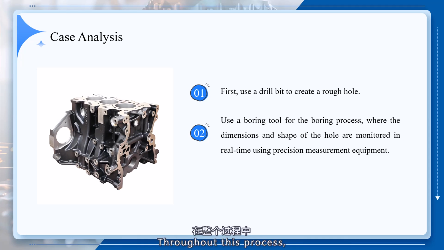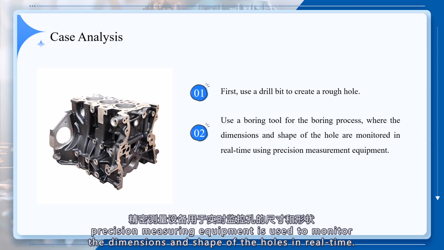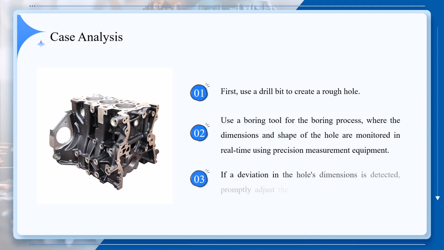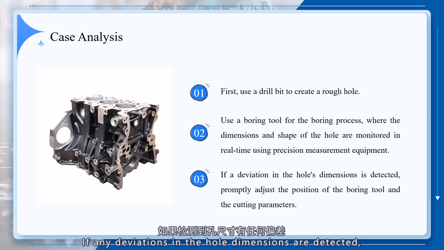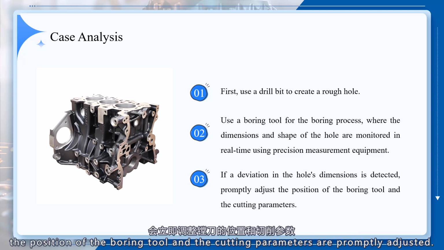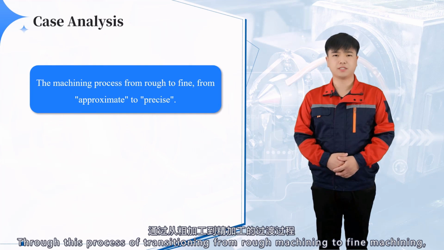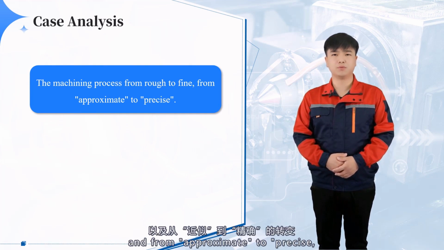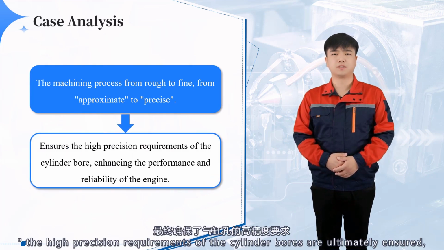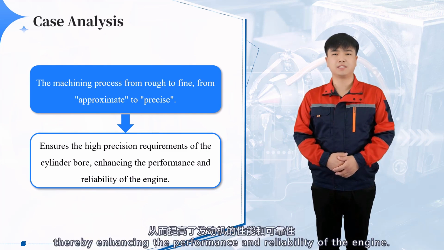Throughout this process, precision measuring equipment is used to monitor the dimensions and shape of the holes in real time. If any deviations in the hole dimensions are detected, the position of the boring tool and the cutting parameters are promptly adjusted. Through this process of transitioning from rough machining to fine machining, and from approximate to precise, the high precision requirements of the cylinder bores are ultimately ensured, thereby enhancing the performance and the reliability of the engine.